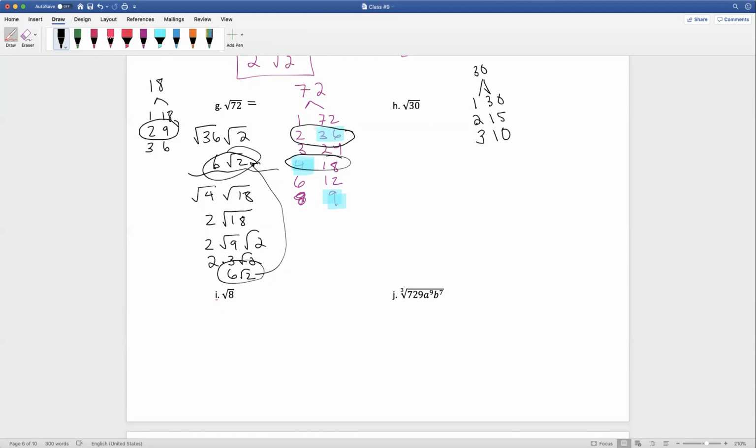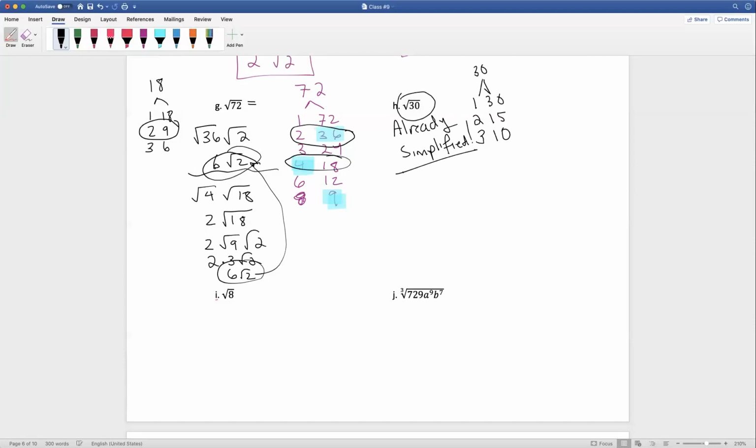2 and 15. 2 is not a perfect square. There is no number times itself that gives you 2. 15 is not a perfect square. There is no number times itself that gives you 15. 3 and 10. There is no number that you multiply by itself that will give you 3. Same thing with 10. So guess what? Square root of 30 is already simplified. It doesn't have any perfect square factors. So literally we just leave it alone.